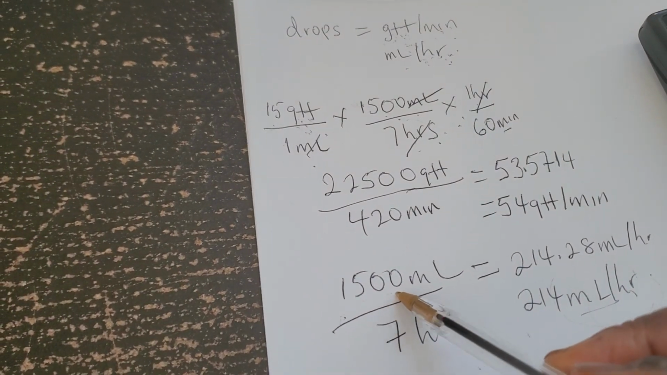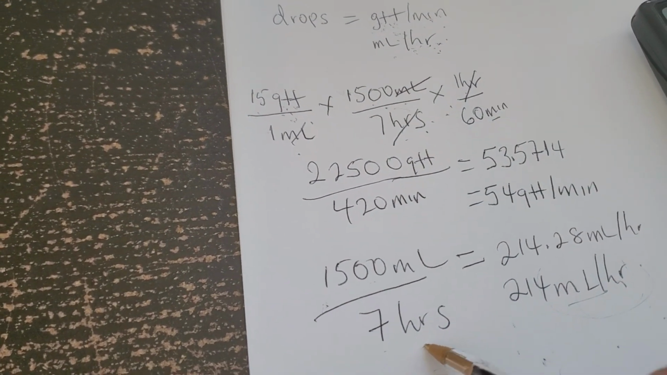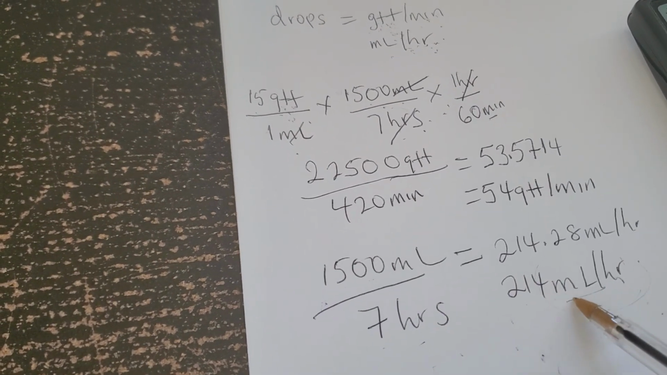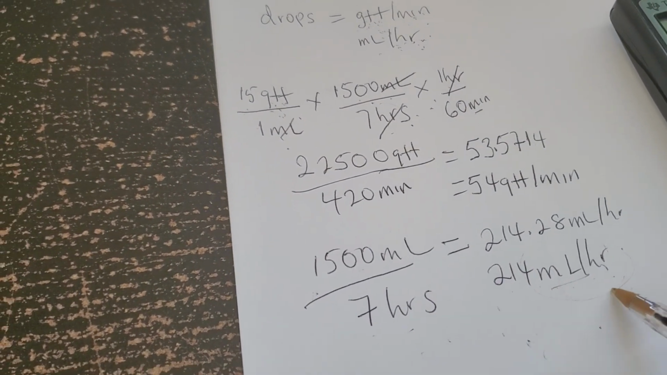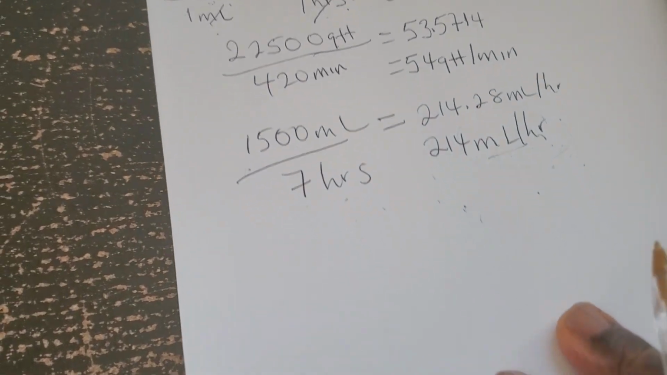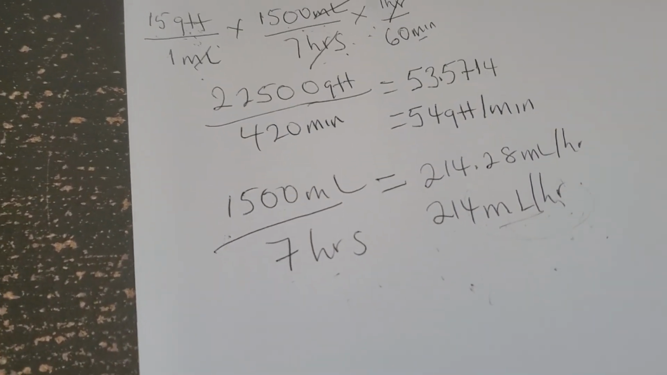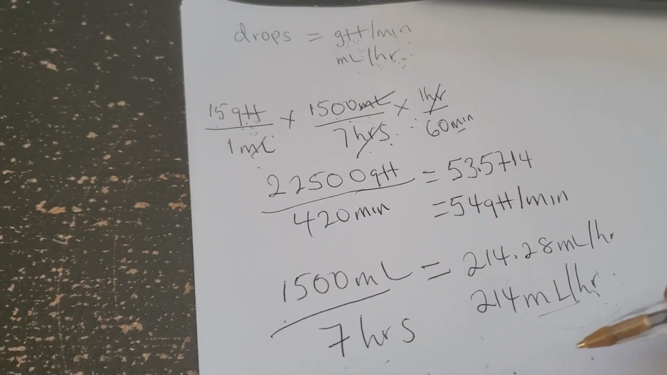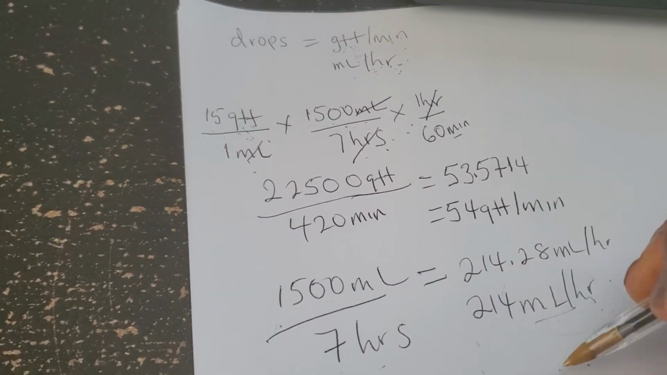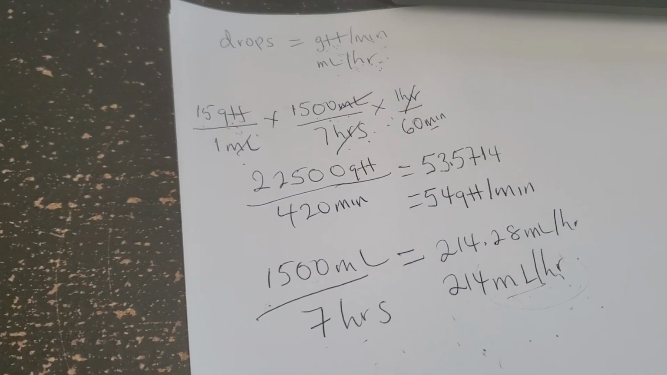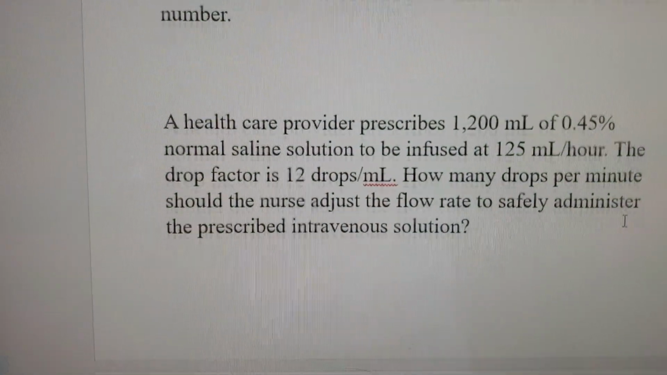So 1500 divided by 7 hours gives you 214 ml per hour by the infusion pump. Okay. If you didn't get it, repeat the video and watch it again. I'm going to go to the next question.